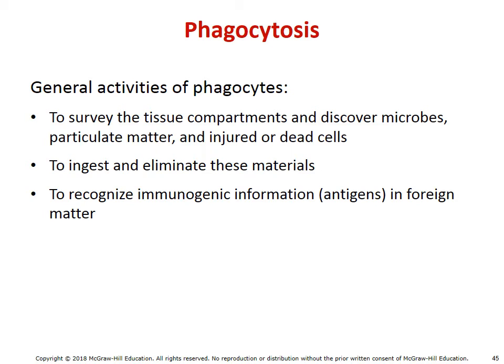So phagocytes are, again, a general category of cells that consume other cells. The idea here is that they're going to survey the tissues, find the threat, and then dissolve or break down the threat after it's been ingested. So naturally, we need to be able to recognize what are threats. So they recognize features called antigens and foreign matter. So from now on, we're going to refer to, again, foreign features as being antigenic features.